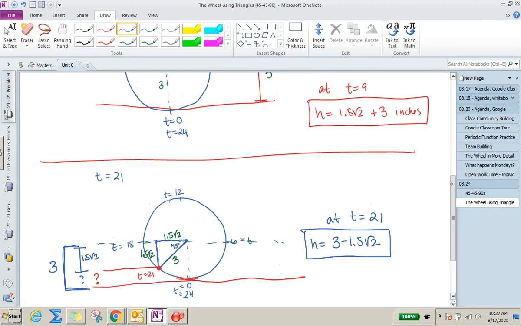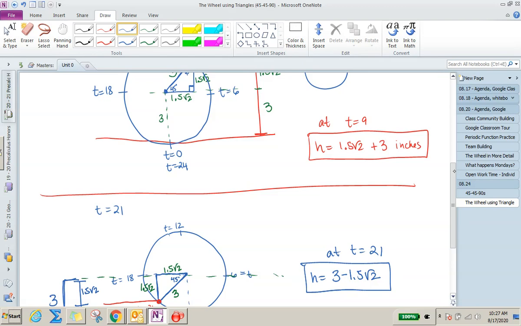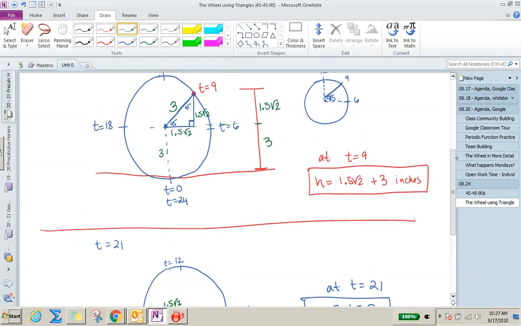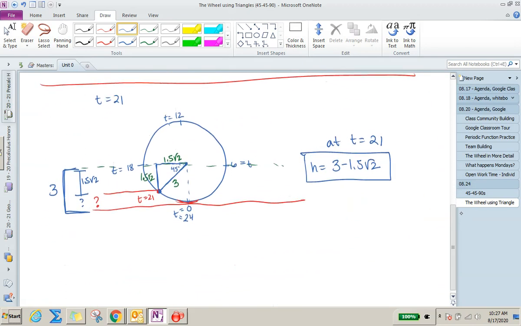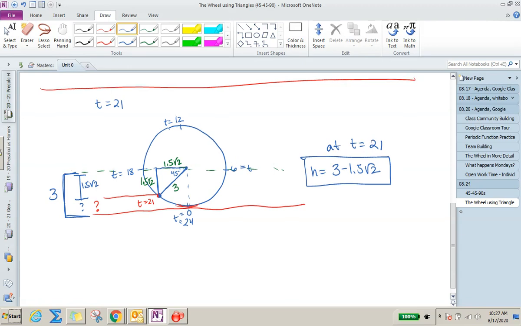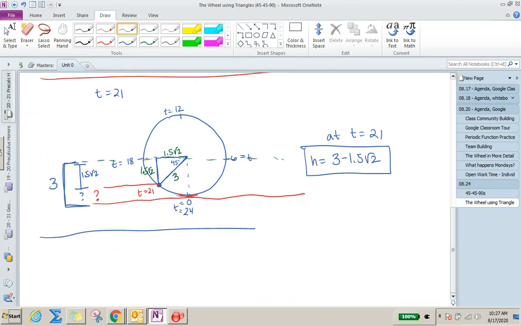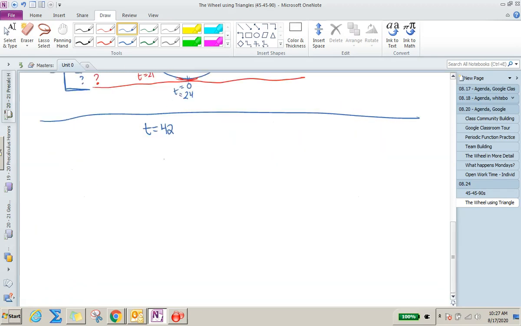Notice the height is going to be the radius, which is 3 here, plus or minus the leg of the triangle, depending on if the triangle is above the center or if the triangle is below the center. All right, finally, our last one is find the height of the gum at t equals 42. Now, t equals 42 is more than 24 seconds. So we have to first locate that on our circle.